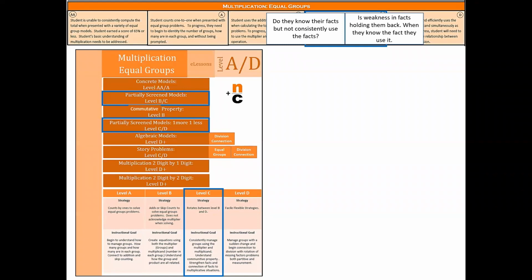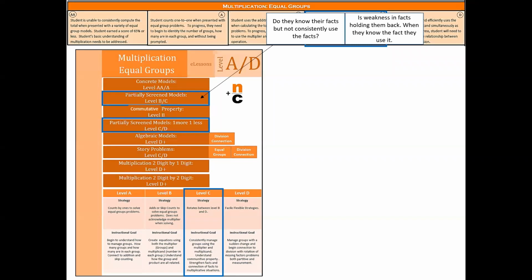And also, when you give the assessment, you're going to have a score for their multiplication and division facts, which will help you also determine this. But if a child knows their facts and they're not using them, you would do more structural teaching and partially screened models. That level B, level C that we just saw when we were working with level B would be the type of instruction that they need.